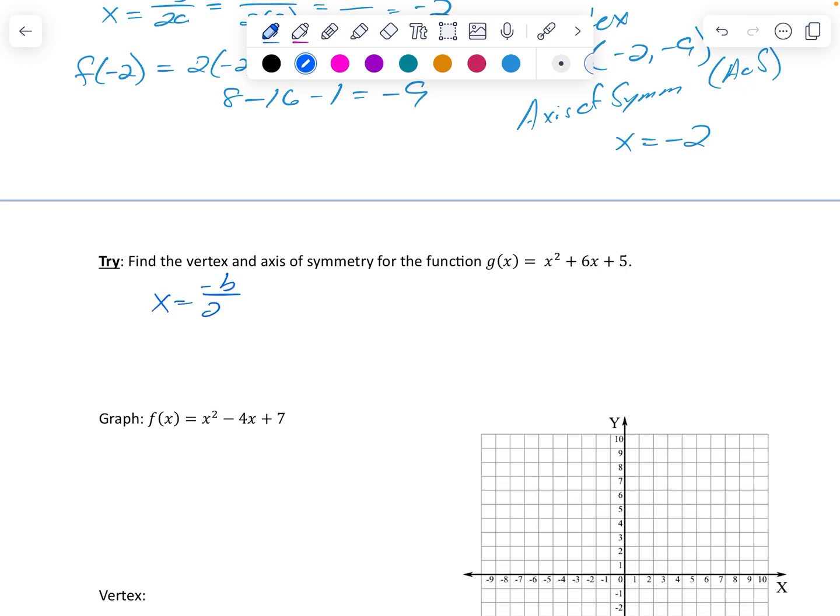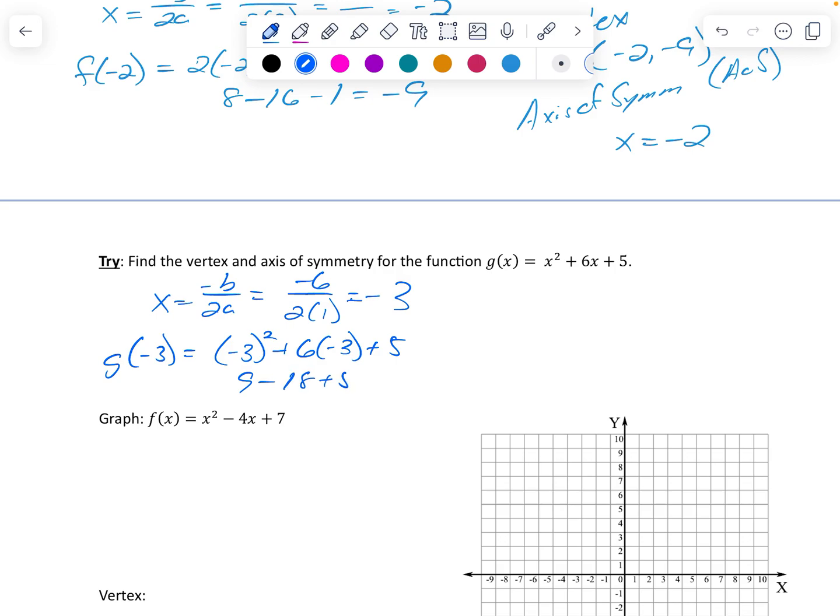So x equals negative b over 2a. This is going to be the opposite of 6 over 2 times 1, negative 3. Now we're going to plug negative 3 into our function and get negative 3 squared plus 6 times negative 3 plus 5. It's going to give me 9. Oops, I guess that's minus 18 plus 5, negative 4. So my vertex is going to be at negative 3, negative 4, and my axis of symmetry is going to be x equals negative 3. That will be that vertical line.